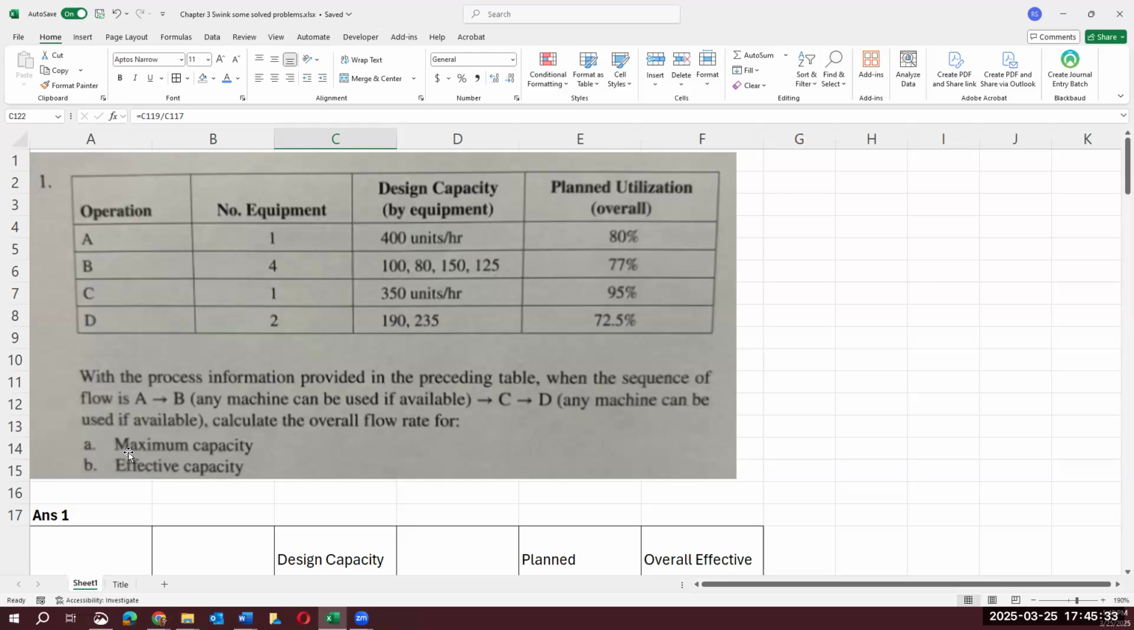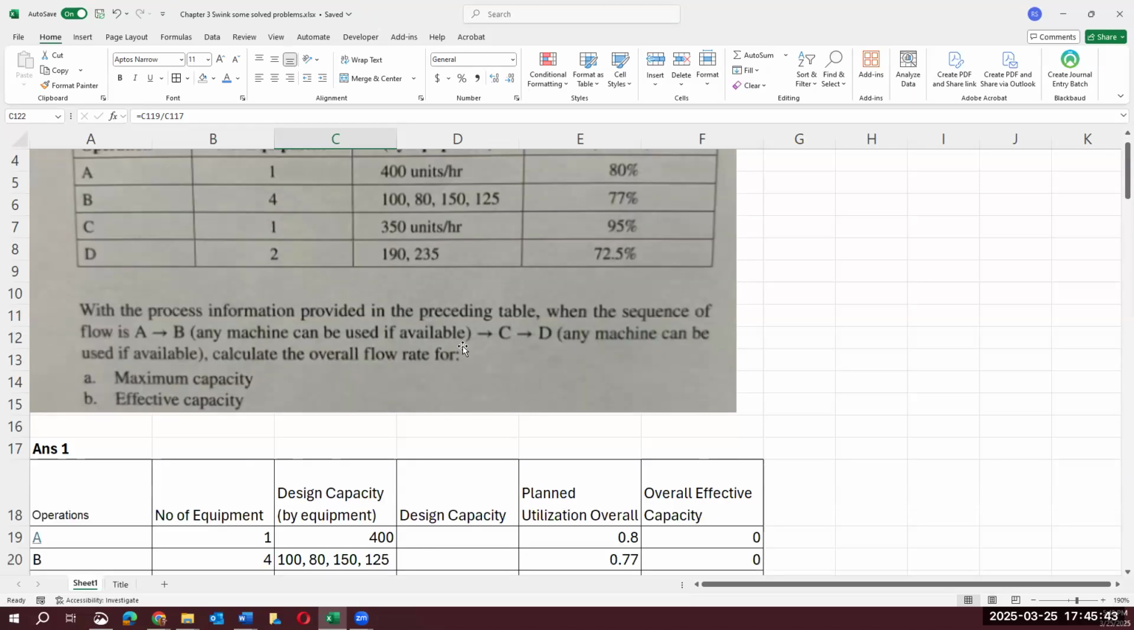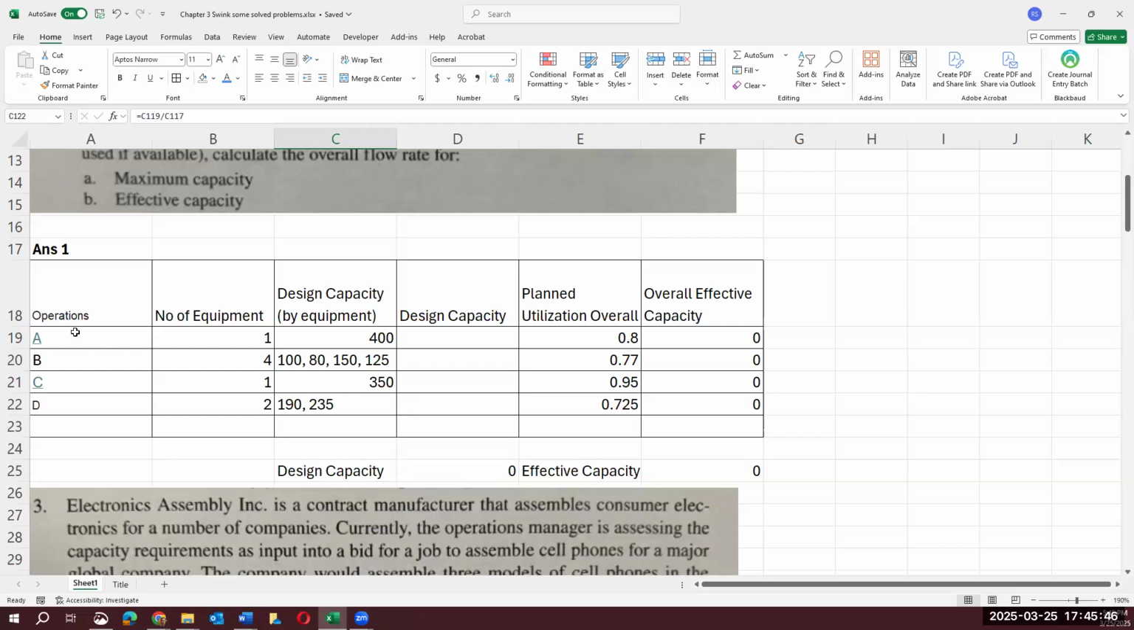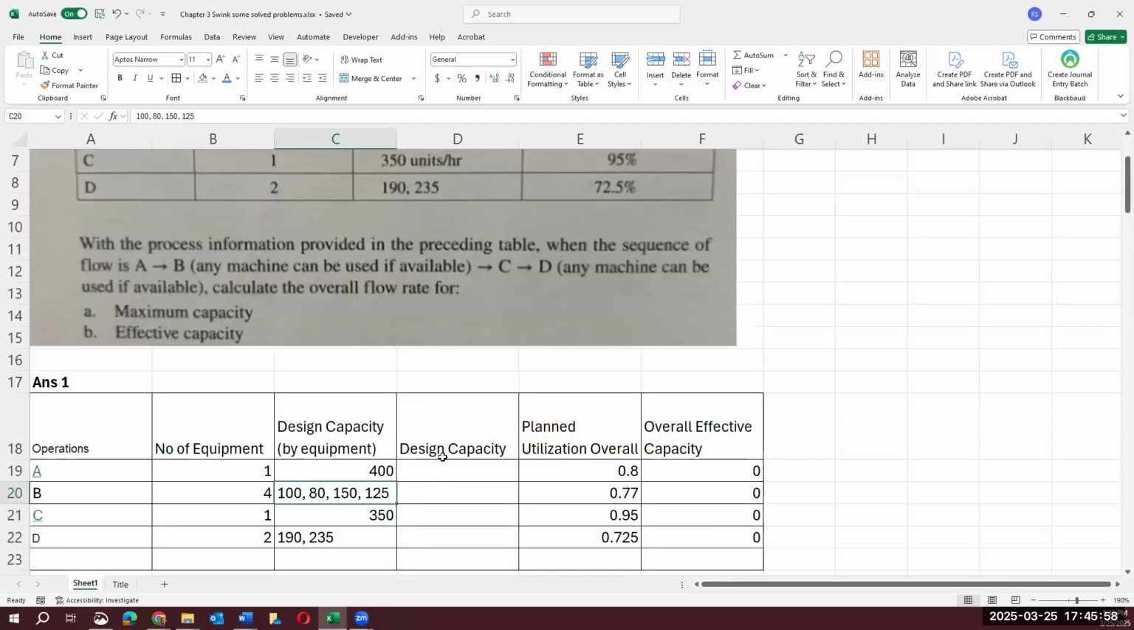And your goal is to figure out what is the maximum actual capacity for the system comprising A, B, C, D, and what is the effective capacity. So I took all this information and put it on Excel. And so you have A, B, C, D. A has one machine and B has 4 machines. Each machine has a design capacity of 180 and so on and so forth. This is how the information was given. I just copied and pasted in Excel.